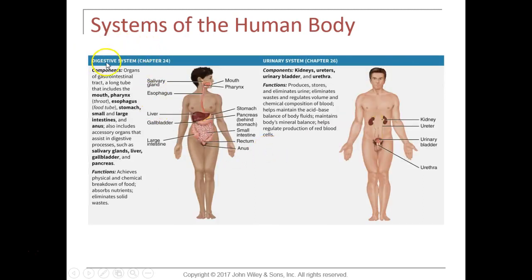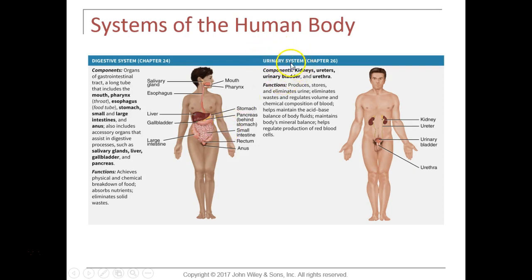The digestive system, which we just saw a picture of briefly, going over the structural organizational levels, is the system where we bring food into our body, where it's involved in breaking that food down chemically as well as physically, and then allowing for the nutrients from our food to be absorbed into the cardiovascular system.